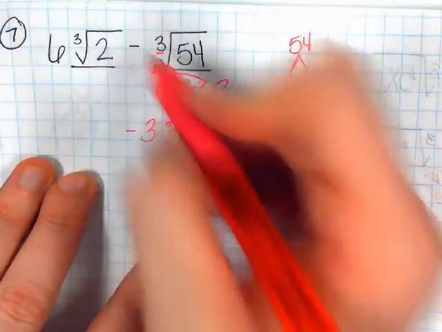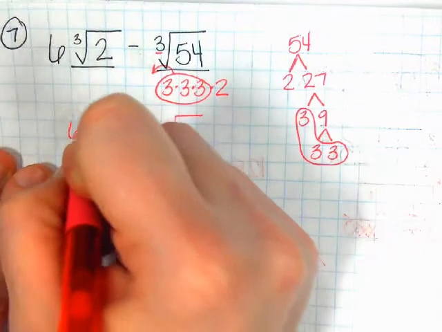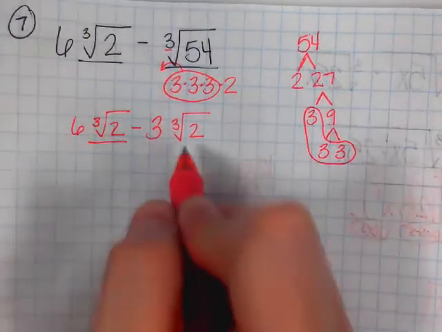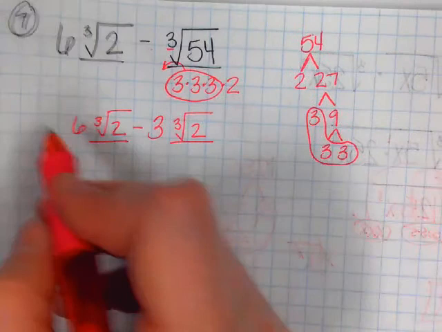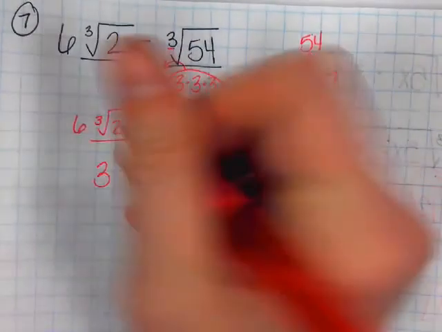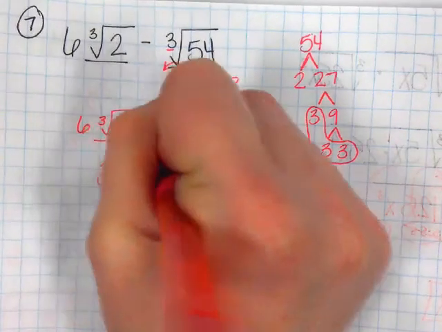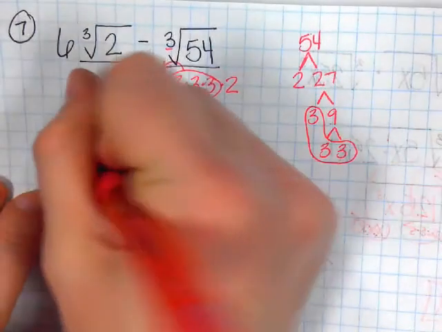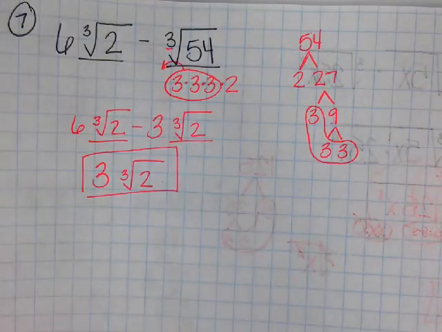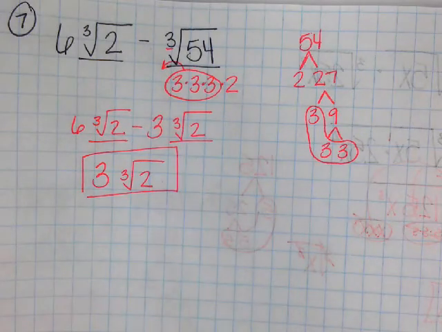So this would be rewritten as 3 cube root of 2. It's negative because of that negative right there. And then 6 cube root of 2. Now this and this are the same, so we're just going to do 6 minus 3. Well, 6 minus 3 is 3, so it'd be 3 cube root of 2. And that's it.